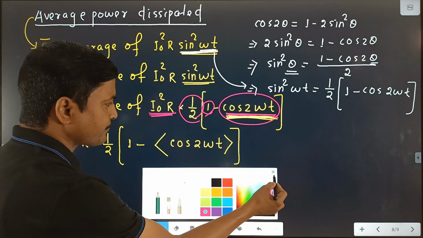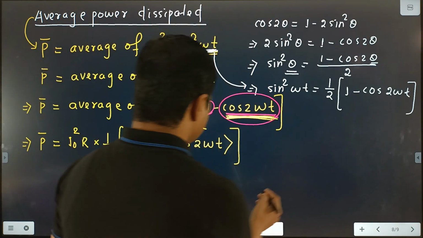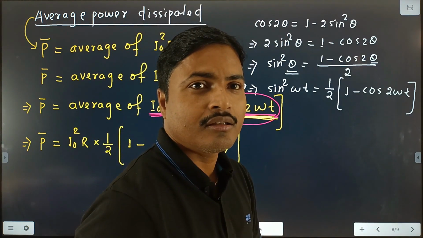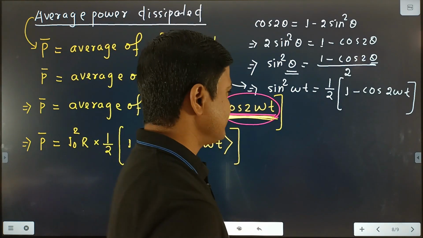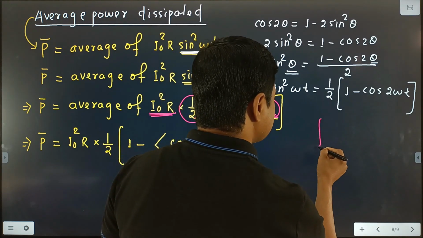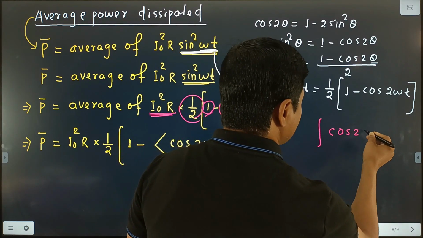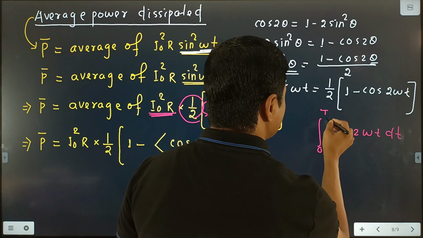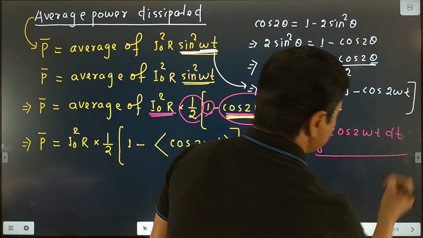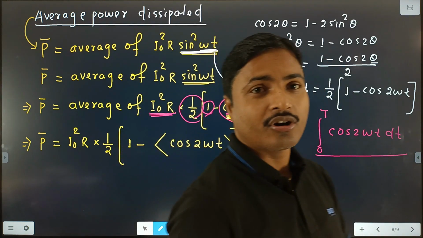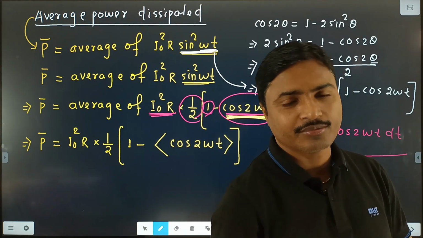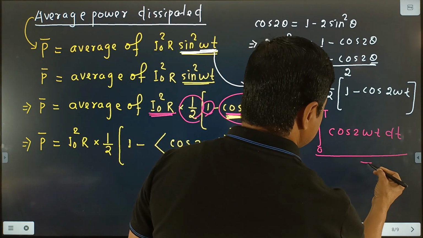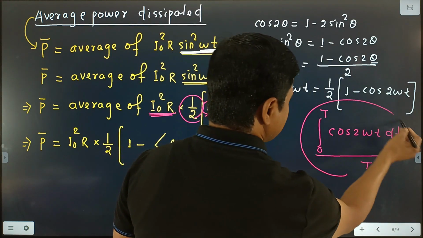Here we write, we add the value of cos 2 omega t for a full cycle. Add means sum, that means integration of cos twice omega t for a full cycle, that is from 0 to T, divided by, just like the mass of all the 50 students is divided by the total number of students, here also divided by total time, that is T, the time period, and this is the average value.